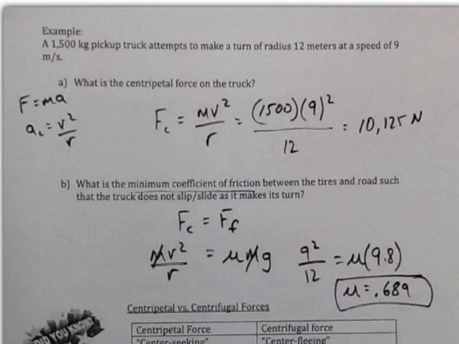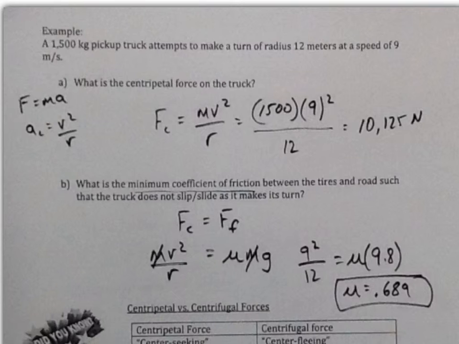So we see an example of a 1,500 kilogram pickup truck attempting to make a turn of radius 12 meters at a speed of 9 meters per second. What is the centripetal force on the truck? Well, centripetal force is mv squared over r. So mass 1,500 times velocity squared, 9 squared, over 12, is 10,125 newtons.